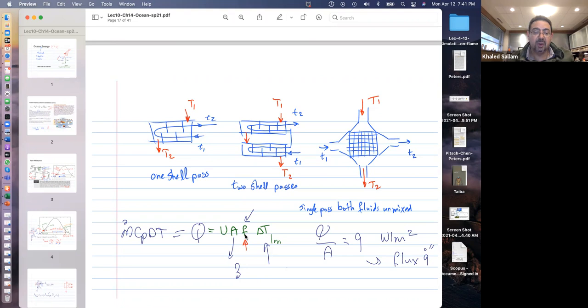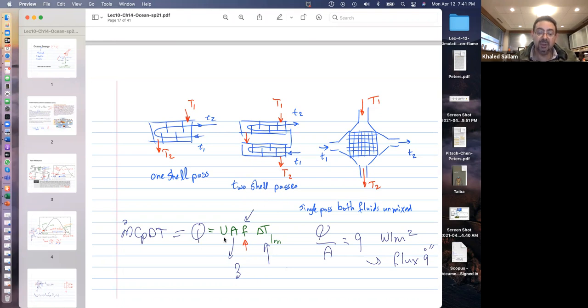Very good. So we can use this chart, we get the F, and it's always less than 1. It's kind of a penalty that tells you, you think your delta T is 10 degrees? No, it's 10 degrees multiplied by 0.85. So you lose 15% because of your configuration, because it's not pure counterflow.